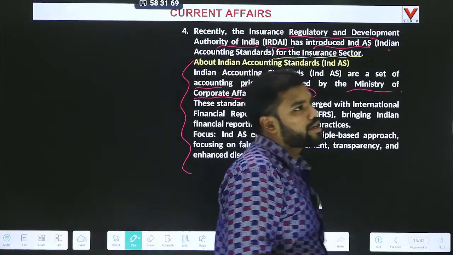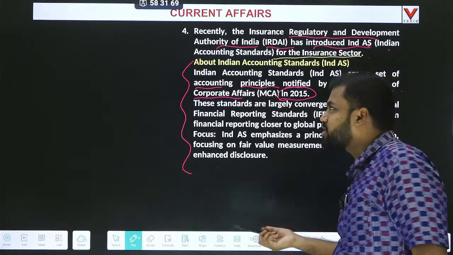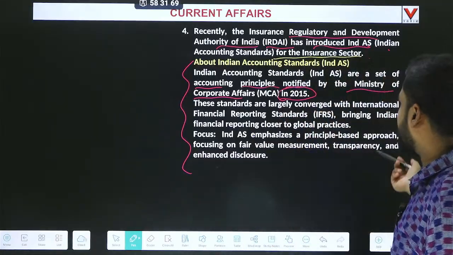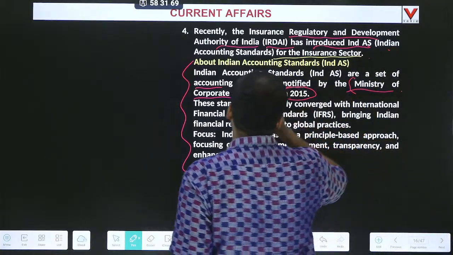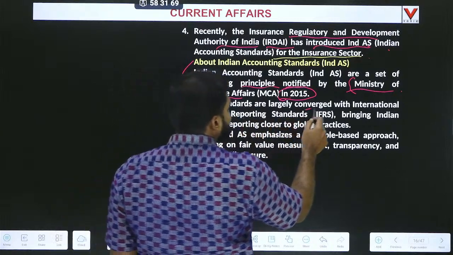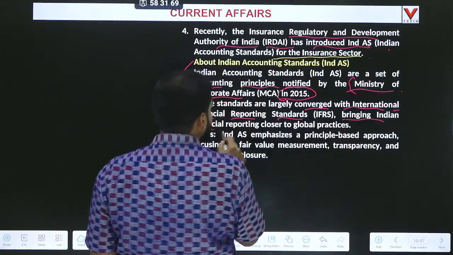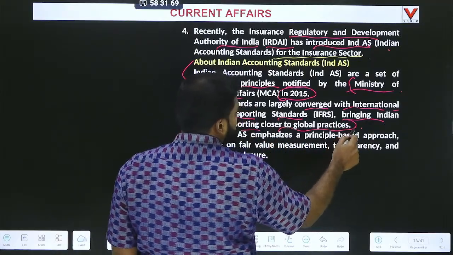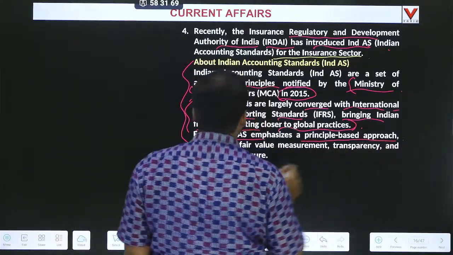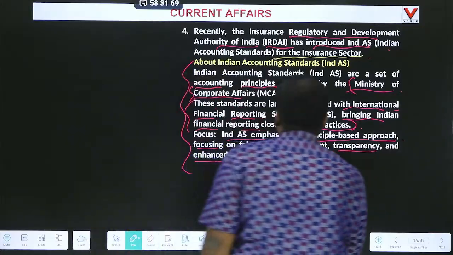They can ask the question of who notifies the accounting principles of the Indian Accounting Standards. There will be 4 options of ministries or different bodies. You have to answer Ministry of Corporate Affairs. Okay, these standards are largely converged with International Financial Reporting Standards, bringing Indian financial reporting closer to global practices. Right, this is the motive. Okay, focus. Indian Accounting Standards emphasize a principle-based approach, focusing on fair value measurement, transparency, and enhanced disclosure. Right.